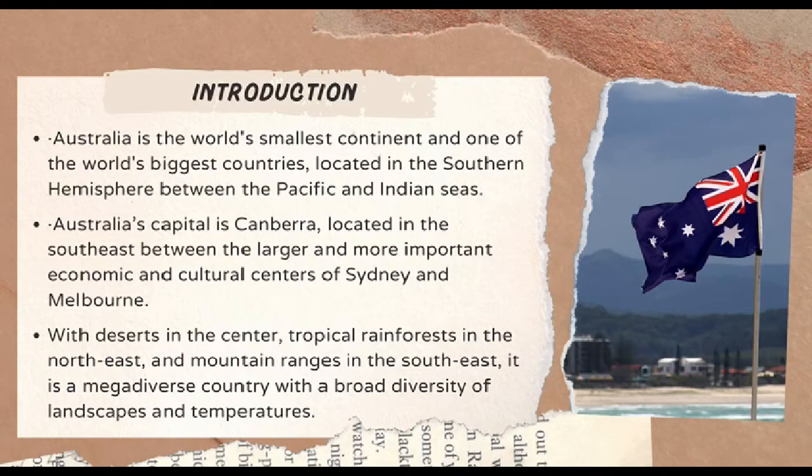The term Terra Australis was naturally given to the new land when Europeans first began exploring and surveying Australia in the 17th century. Australia's capital is Canberra, located in the southeast between the larger and more important economic and cultural centres of Sydney and Melbourne. With deserts in the centre, tropical rainforests in the northeast, and mountain ranges in the southeast, it is a mega diverse country with a broad diversity of landscapes and temperatures.